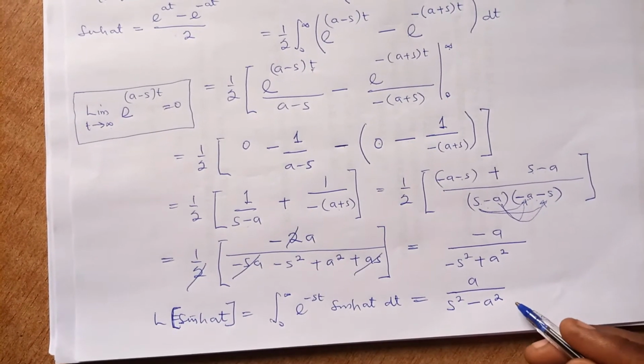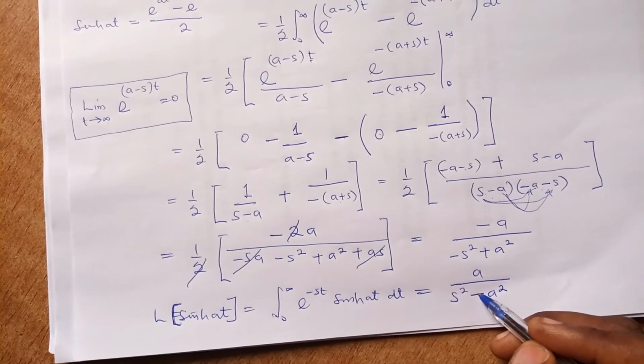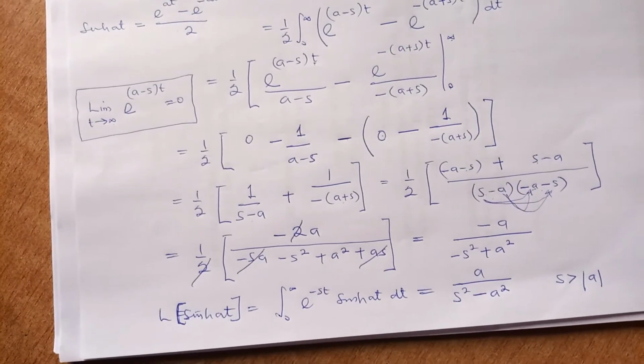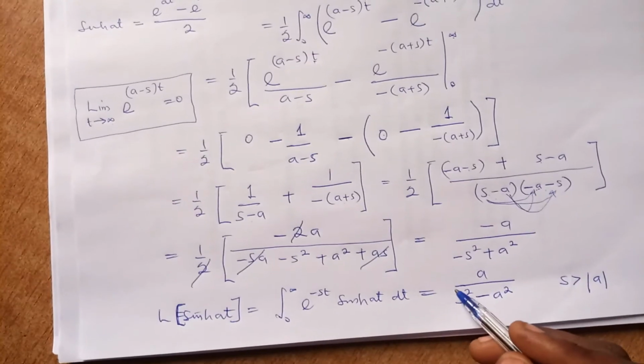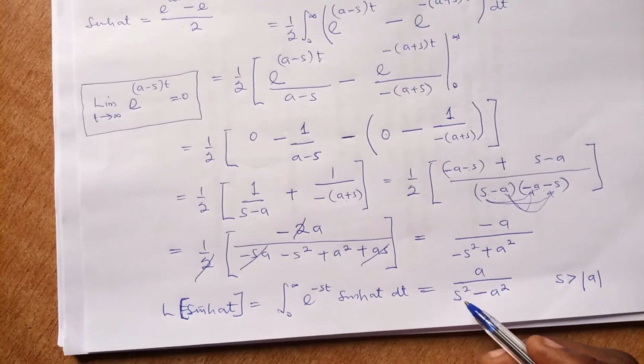There is a condition attached to it. Don't forget, I've told you, whenever you have a denominator like this, with a negative sign, you need to emphasize the fact that s must be greater than the absolute value of a. That is the only condition that can give this denominator a positive number. So I will stop now.